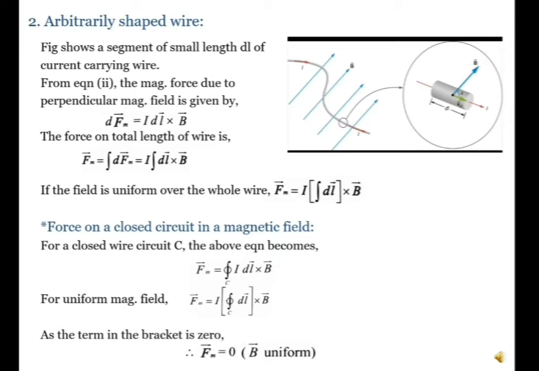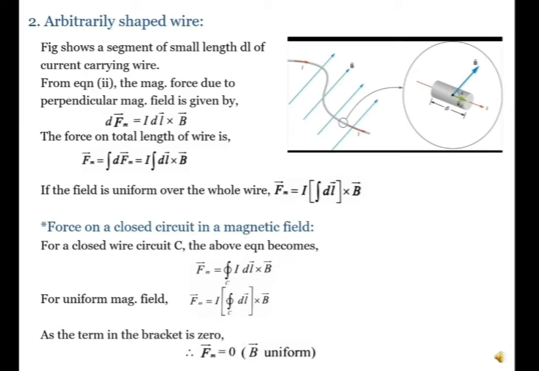Let us consider a segment of infinitesimal length dl along the wire. If I is the current flowing through this part of the wire, the magnetic force due to the perpendicular magnetic field B bar is given by dF bar m equal to I dl bar cross B bar. See, here we are considering a small part of length dl bar, so for this part we will also consider the small force dF bar.